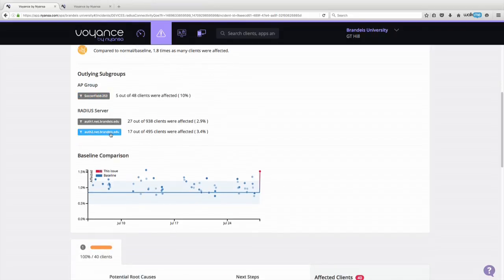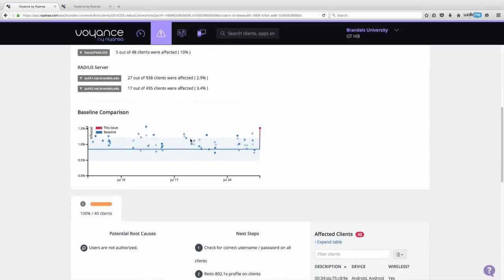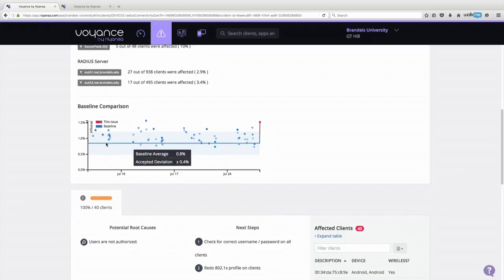If one particular RADIUS server was performing poorly on response times, you'll see that here. This percentage would be high. In this case, there's no major outlier that you need to know about. But this is the baseline. So your baseline for this customer is 0.8%. That means 0.8% of all their clients on RADIUS face congestion.